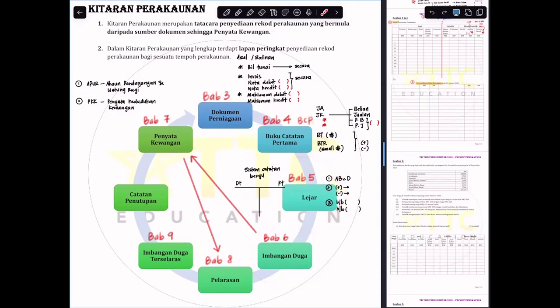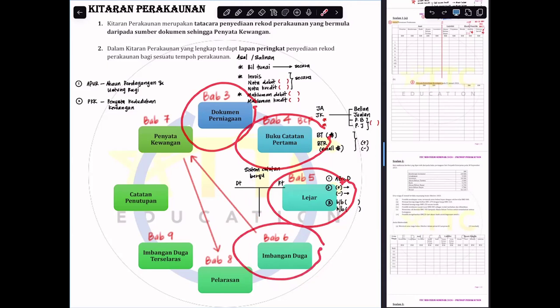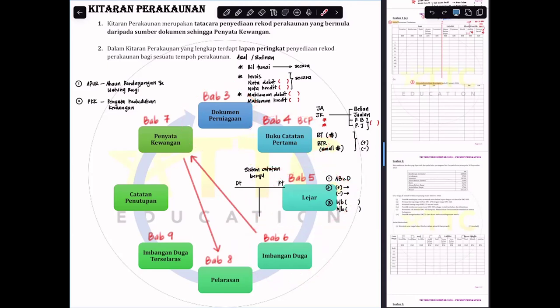We call it imbangan duga. That means from 1,000 pages, make it 100 pages, where the raw information is categorized into another 100 pages of categories. Then from 100 pages, summarize and list out everything into 1 or 2 pages only. So that's the process that we go through from document until imbangan duga. Normally the question will combine all these 4 chapters into one question, totalling 25 marks.